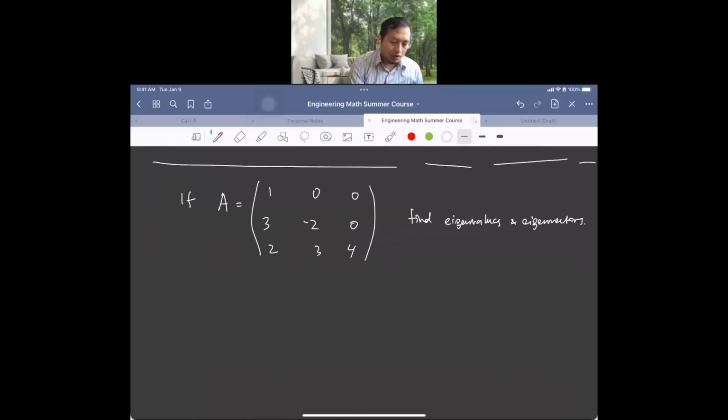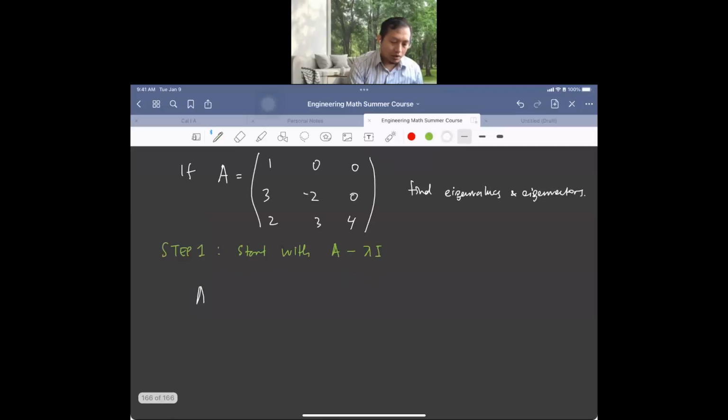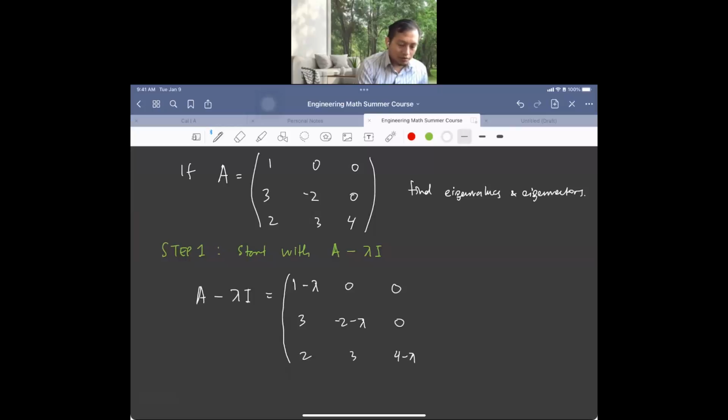Okay, so let me give you step-by-step here. Always start with the matrix minus lambda identity. And then we start with matrix A minus lambda identity is equal. It's simply just take the diagonal, right? The identity is just diagonal, right? So 1 minus lambda, 0, 0, 3, negative 2 minus lambda, 0, 2, 3, and then 4 minus lambda, right? So always start with this.